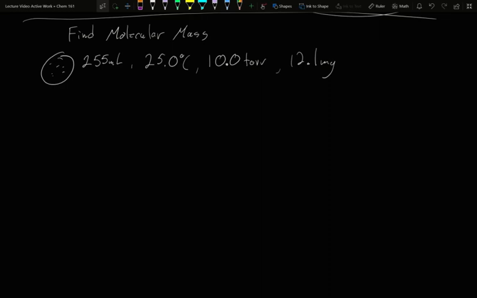In this video, we're going to practice finding the molecular mass of a gas to start. So I have a sample of gas. It's in this container. That container is 255 milliliters. The temperature is 25 degrees Celsius. The pressure is very low, 10 torr. And the weight of the gas inside is 12.1 milligrams. See if you can solve this molecular mass.